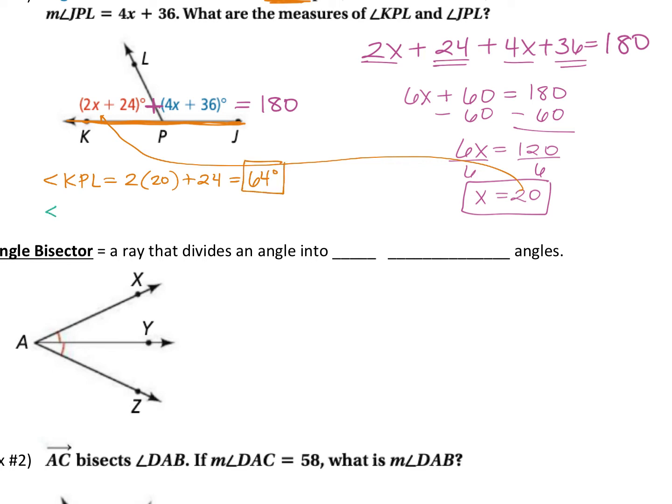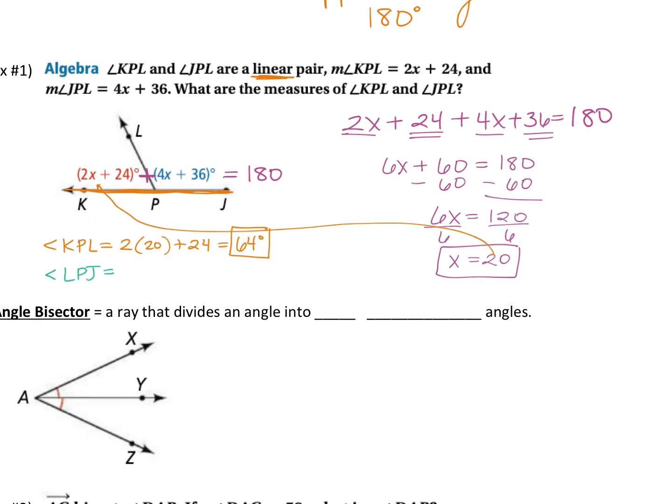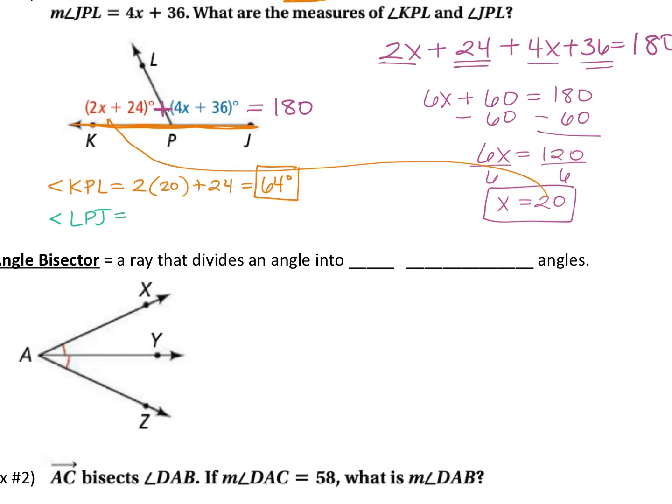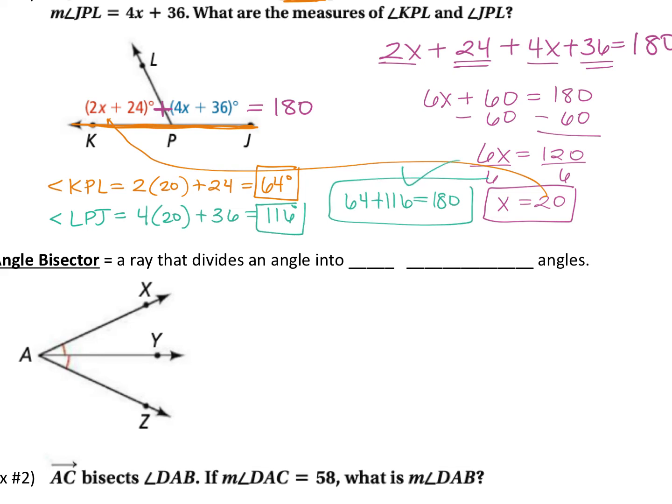And then angle LPJ or JPL. I don't remember how they named it. They did JPL. It's the same thing, right? If you just swap the order, LPJ, JPL. So that's going to be 4 times 20 plus 36. How's your mental math there? 116. Does that make sense? 64 and 116, can that work? Yeah, if you add those together, 64 plus 116, you get 180. So that is a linear pair. It checks out. We're good to go.